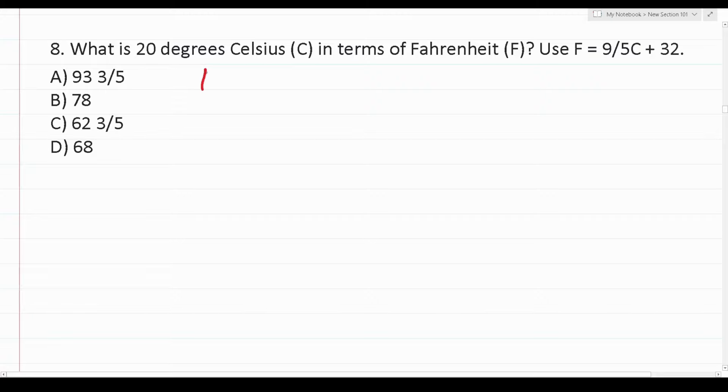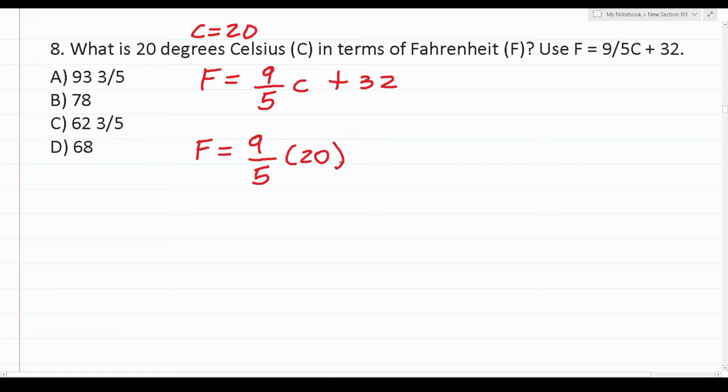Again, we're working with the formula F equals 9 over 5 C plus 32. According to the problem, we know C is 20. So I'm going to go ahead and plug in 20 for C. This becomes F equals 9 over 5 times 20 plus 32. And a lot of people would hit a roadblock in this question right here.